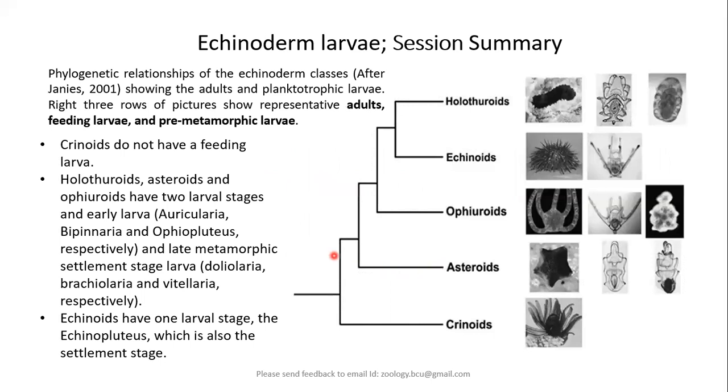So here we would like to summarize that we have had sufficient information regarding the evolutionary or phylogenetic significance of these larvae. We have also come across that in crinoids there are no larval forms, whereas in asteroids we come across two larval forms. Ophiuroids also have two larval forms. Holothuroids also have two larval forms. But in the echinoids, we have only one larval form.